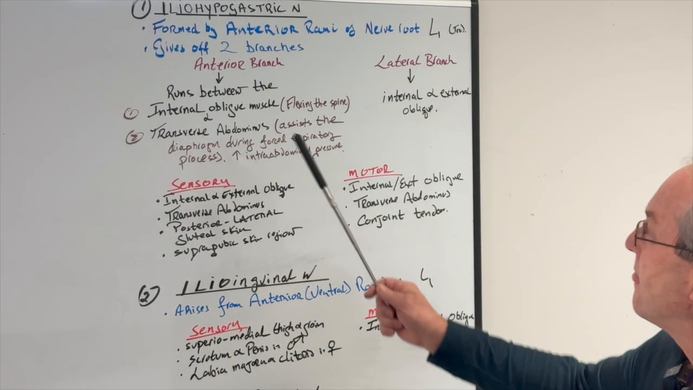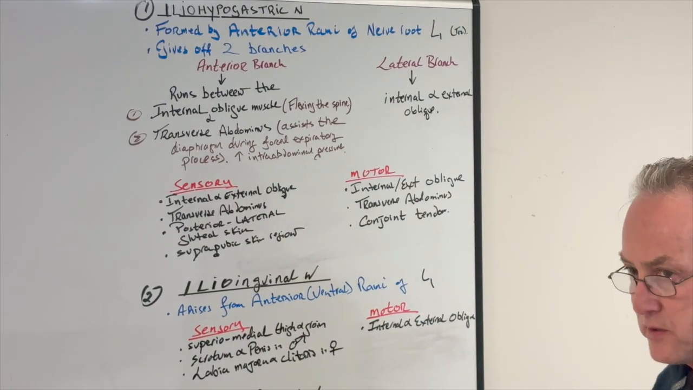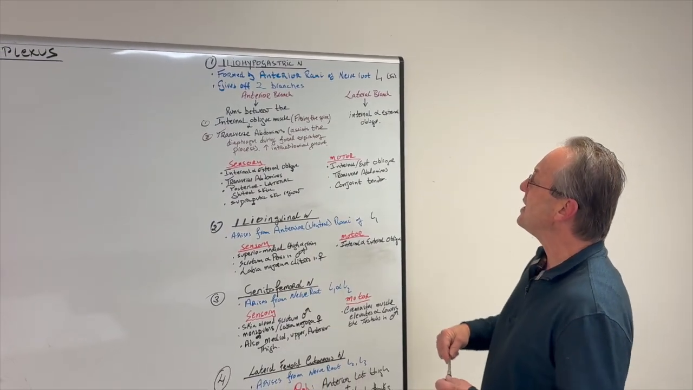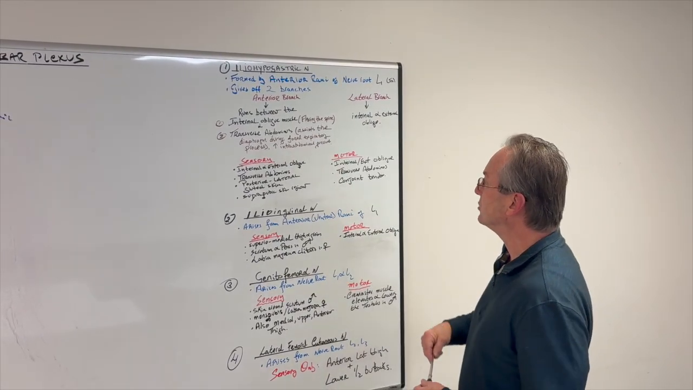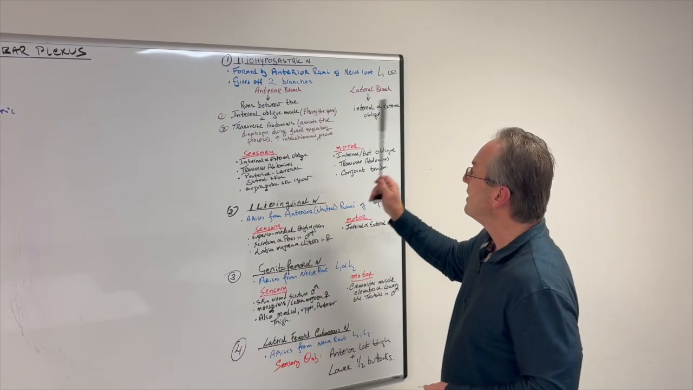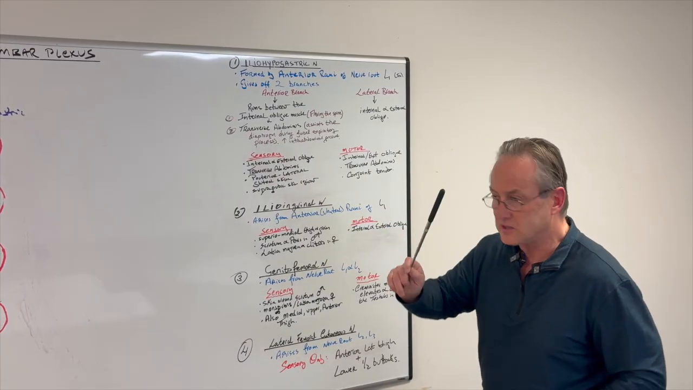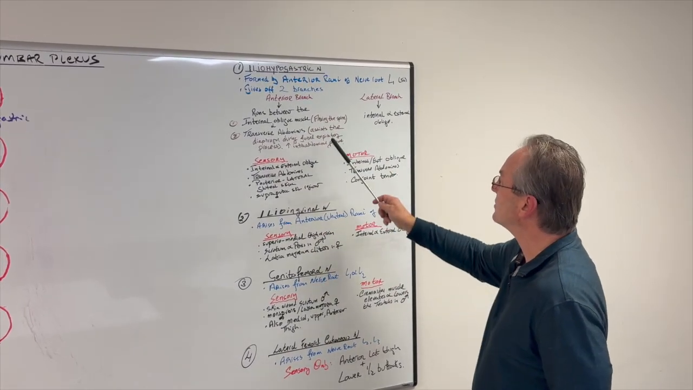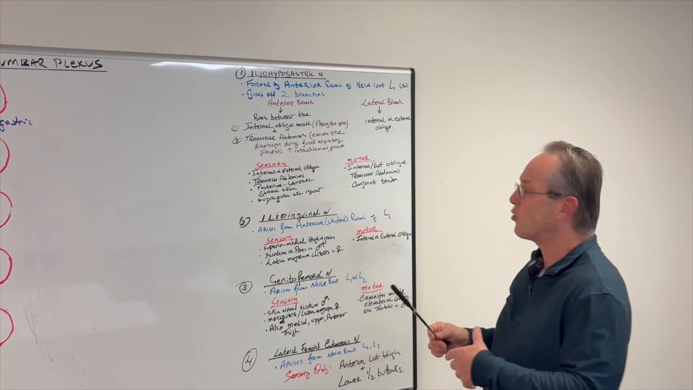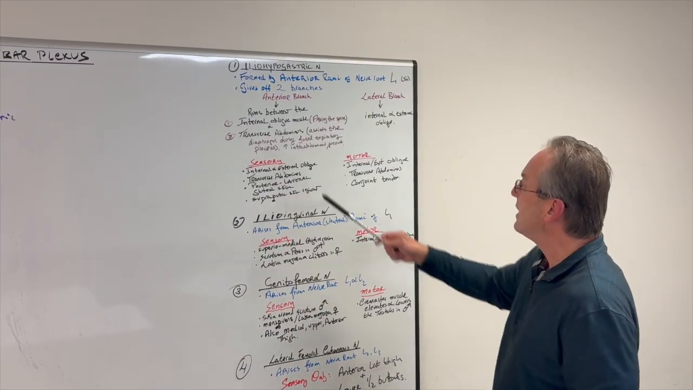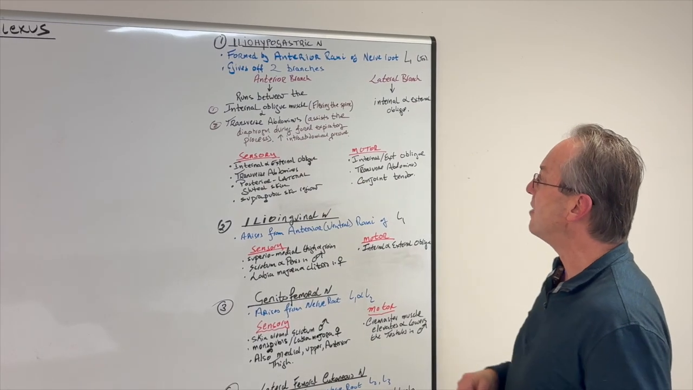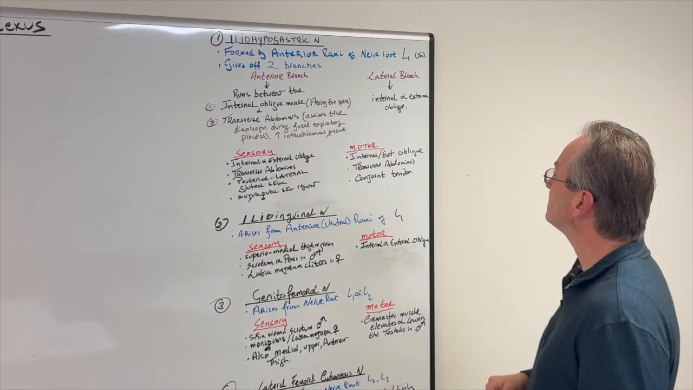Super important, because the internal oblique muscle helps with flexing the spine. So it's very much active in range of motion, motor. The transverse abdominis is also a very important muscle, because the transverse abdominis, which is innervated by the iliohypogastric, assists the diaphragm during forced expiration. The forced expiration process increases the intra-abdominal pressure. That's the transverse abdominis. Very important.